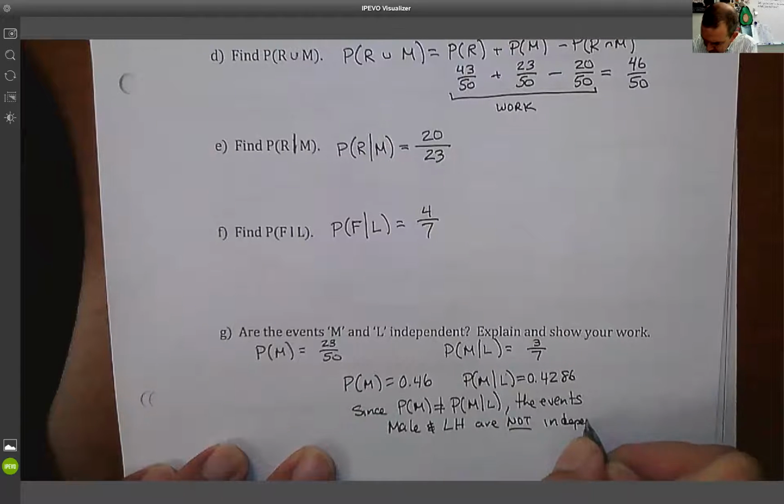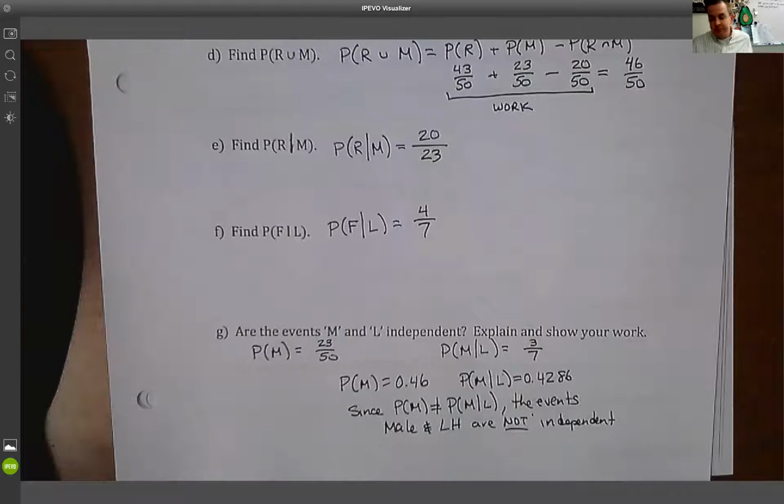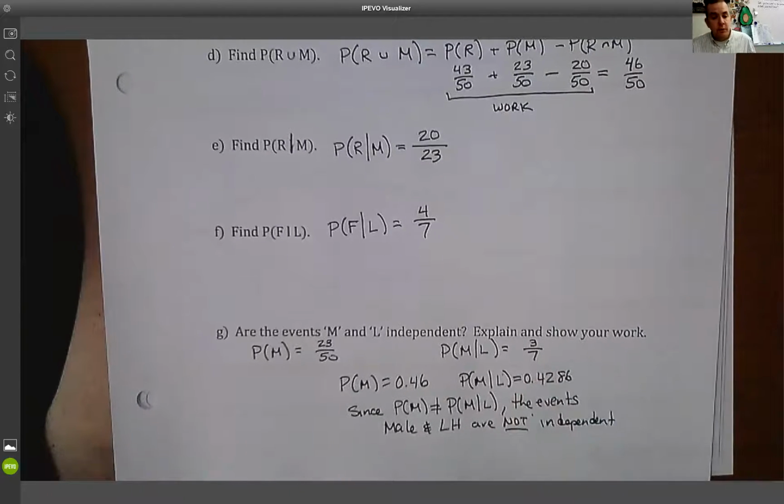Again, the reason you're going to say independent is if they are the same. Basically, if the probability would remain the same. So if this had been 46%, we would have said that being male and left-handed are independent of one another. Basically, it doesn't matter whether you're left-handed or right-handed, the probability of being male stays the same. So hopefully that helps. That's going to be what we start class with today.